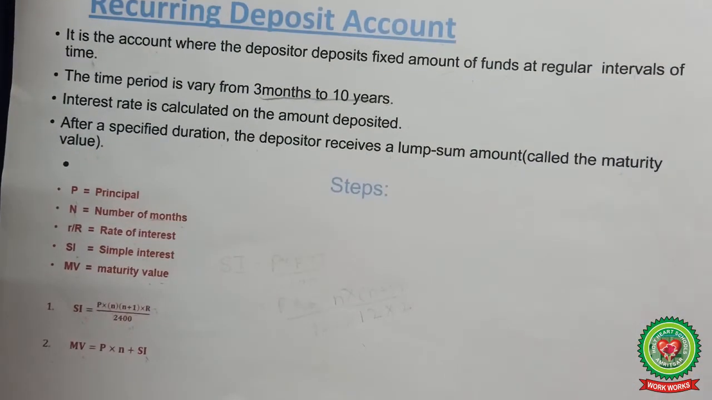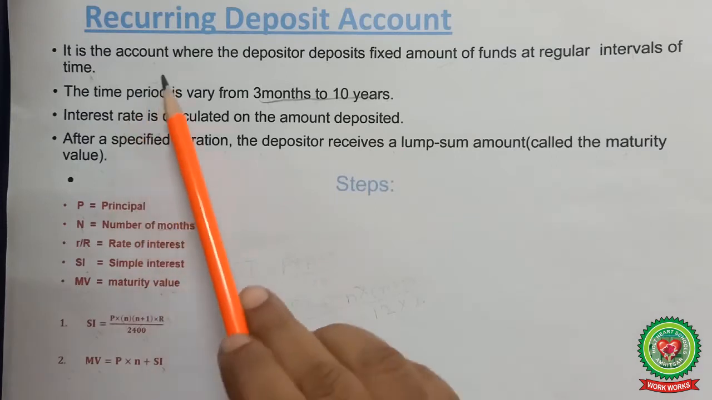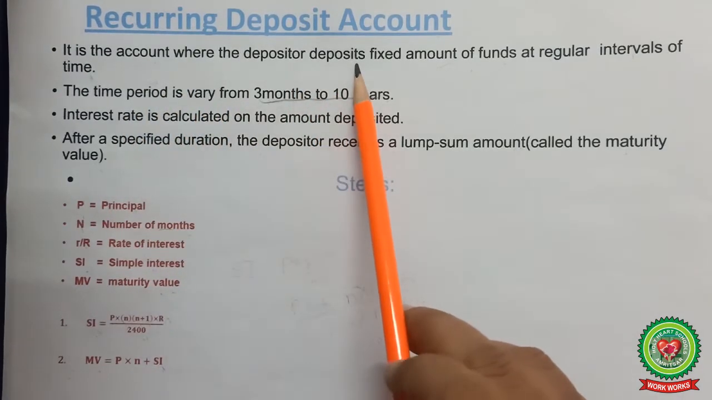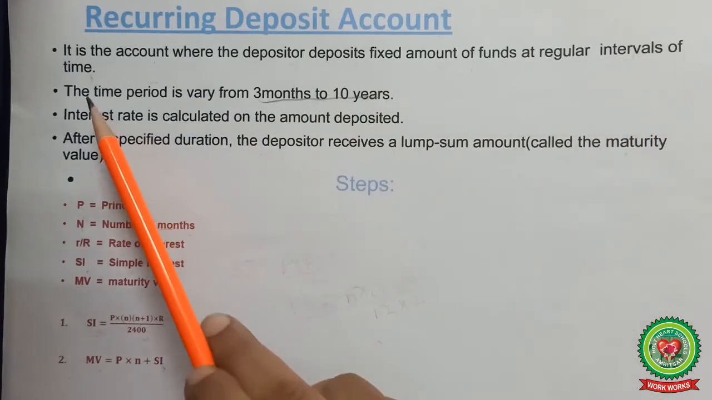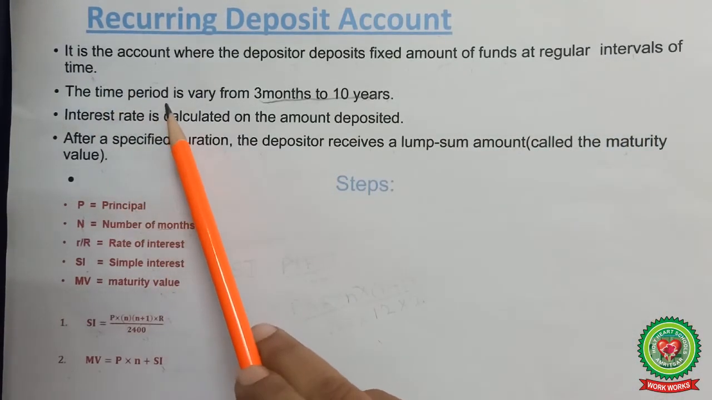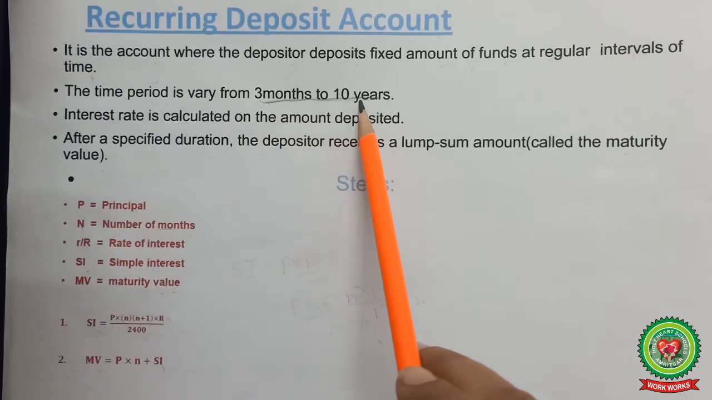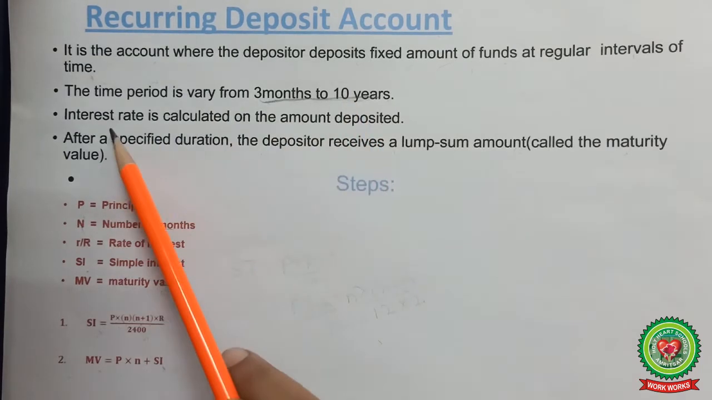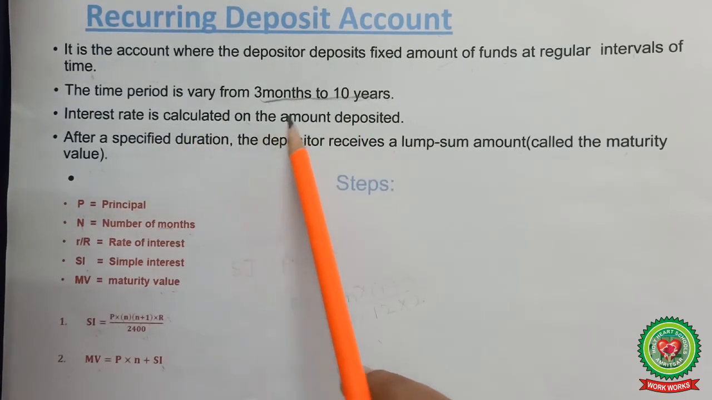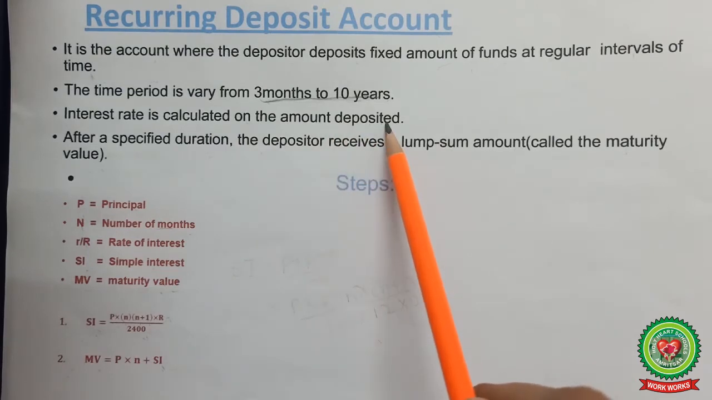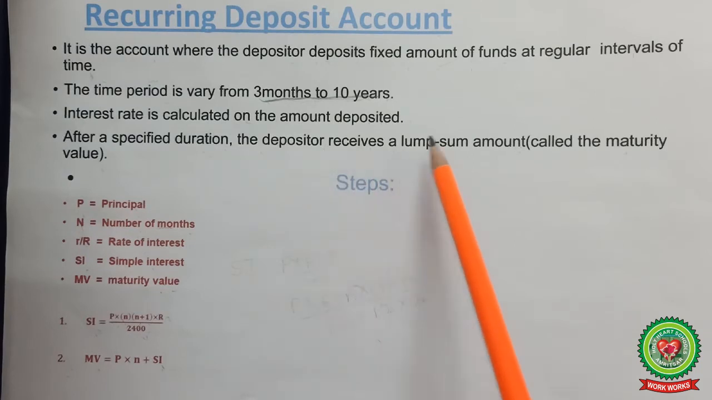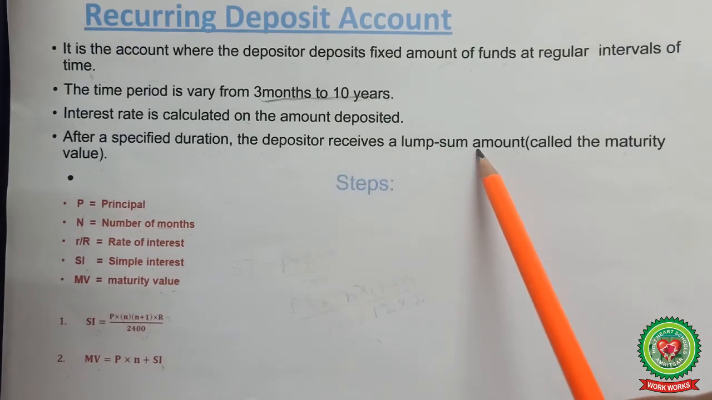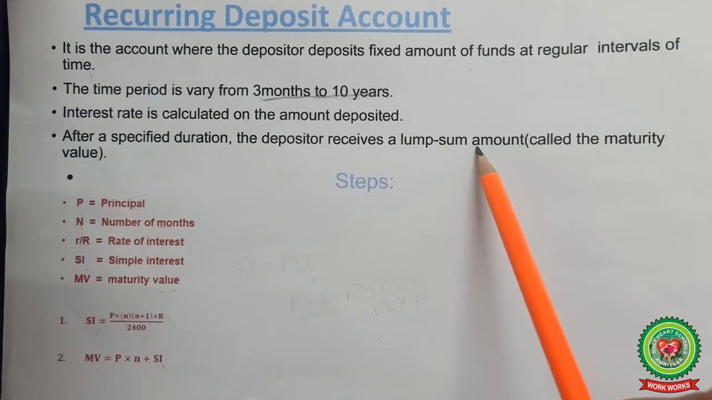What is recurring deposit account? It is the account where the depositor deposits a fixed amount of funds at regular intervals of time. The time period varies from 3 months to 10 years. Interest is calculated on the amount deposited. After a specified duration, the depositor receives a lump sum amount called maturity value.